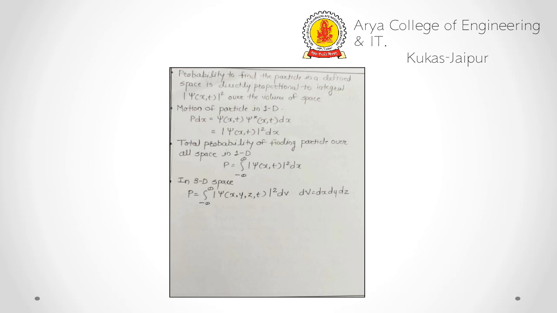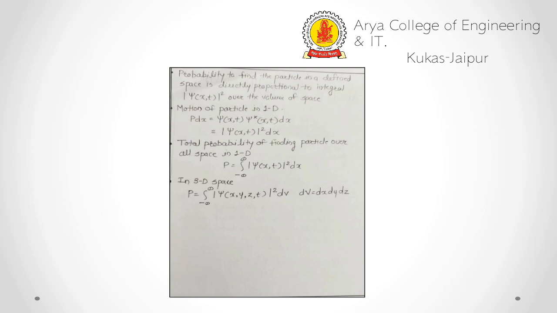Now, motion of a particle in 1D. In the 1D case, the probability is given as P dx is equal to psi of x, t times psi star of x, t dx, which can be written as mod of psi of x, t whole square dx. The total probability of finding the particle over all space in one dimension can be written as P is equal to the integration from minus infinity to infinity of mod of psi of x, t whole square dx.